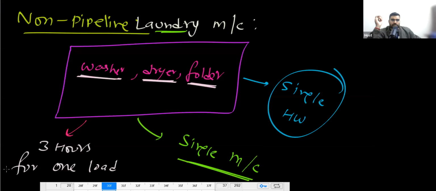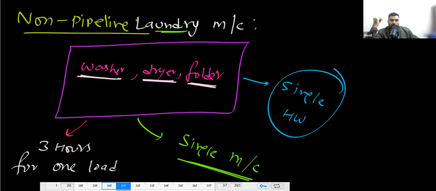Now you can notice that the analogy is very simple. In your house you have a single machine. This single machine has the facility to do washing, drying, folding, let's assume. So basically this is your non-pipeline laundry machine, which is taking 3 hours for a single load.